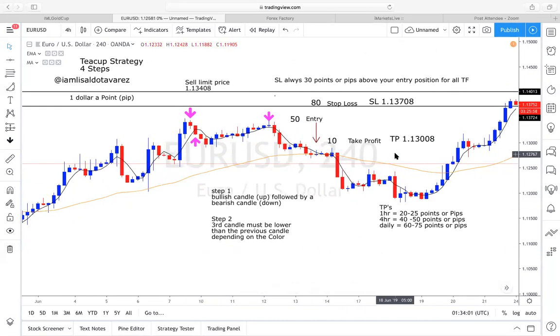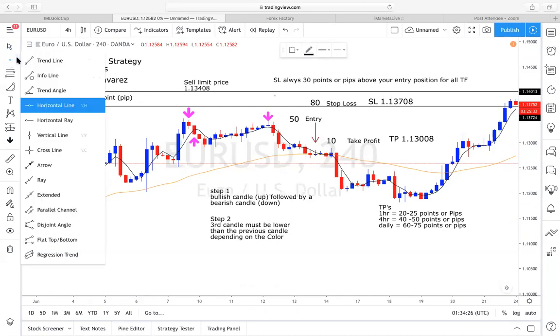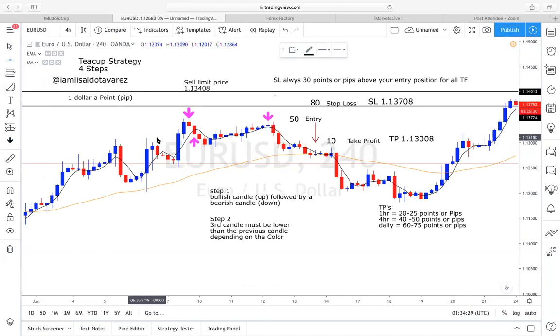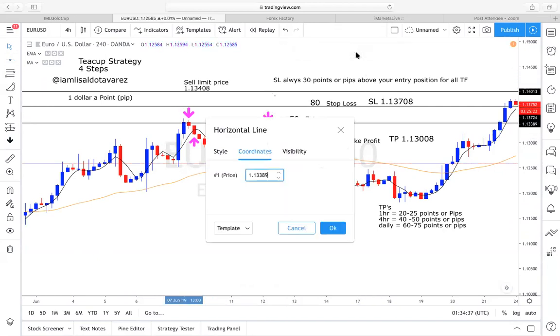So now the third step, this is easy, guys. We're going to come here. We're going to click on this horizontal line. Look, horizontal. Click on that, and we're going to place it on top of the body of the first two candles. Remember I said that? Top of the body of the first two candles.